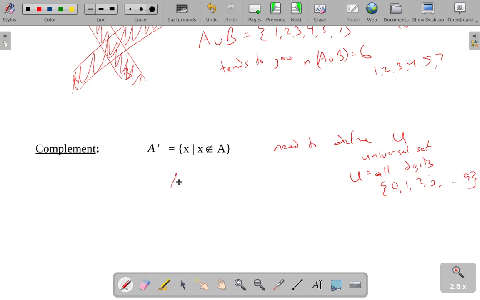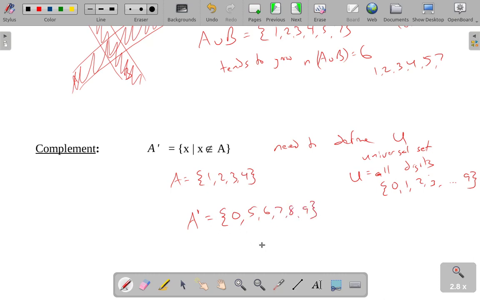So, let's see, how did I define A? A was 1, 2, 3, 4. If I defined U in this way and A in this way, then that means A complement is going to be everything that's not in A. We need to have a universal set because, if I described all numbers that are not in A, well, that's kind of a big list. But even then, I'm kind of implying that U would be all numbers. However, I've restricted U here to be just the 10 digits. And so when we're talking about the complement of A, well, 0 would be in there, but not 1, 2, 3, or 4. 5, 6, 7, 8, and 9 would also be in there.